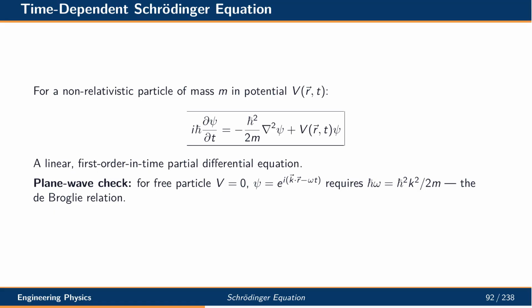For a non-relativistic particle of mass m in a potential V, the time-dependent Schrödinger equation relates the time derivative of psi to a spatial operator involving the Laplacian and the potential. It is a linear partial differential equation, first order in time. As a check, for a free particle plane wave, the equation reproduces the correct de Broglie relation between energy and momentum. This equation is the quantum mechanical analog.